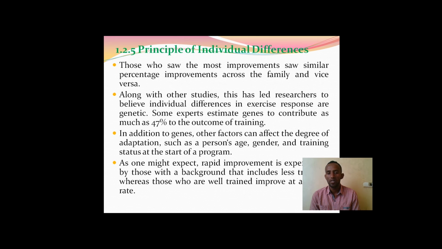Some experts estimate genes to contribute to much of the outcome of training, about 47%. In addition to genes, other factors can affect the degree of adaptation, such as a person's age, gender, training status at the start of the program, or the level of physical fitness, and nutritional status. A lot of things affect the level of your adaptation, right? As one may expect, rapid improvement is experienced by those with a background that includes less training, whereas those who are well trained improve at a slower rate.